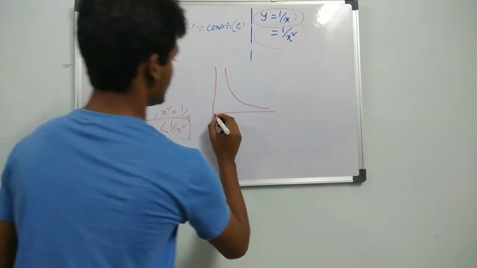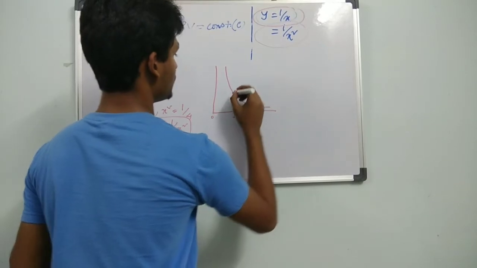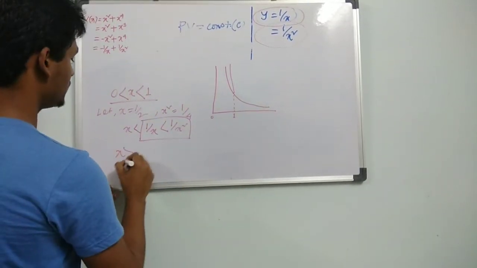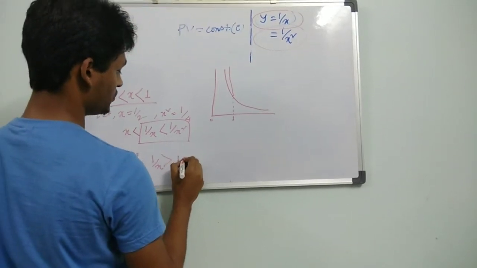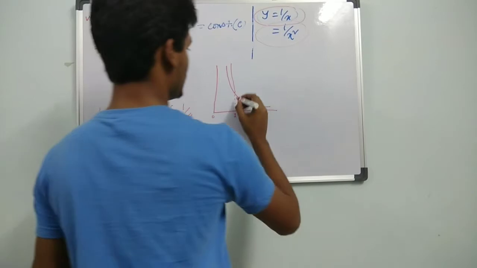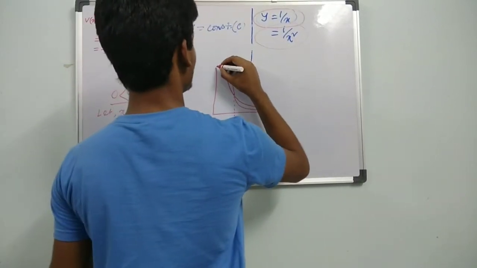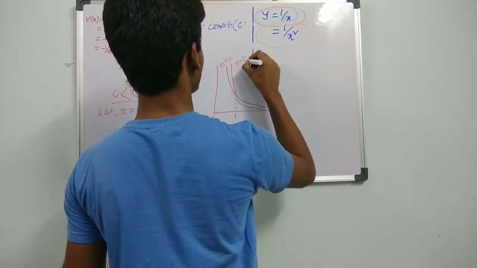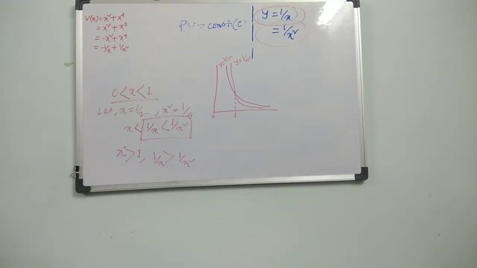Okay, if this is 0, if this is 1, so in this region it will be greater. And for x greater than 1, 1 by x is greater than 1 by x square. So like this. So this will be y equals 1 by x, and this will be y equals 1 by x square. Okay, I think no problem up to this part.